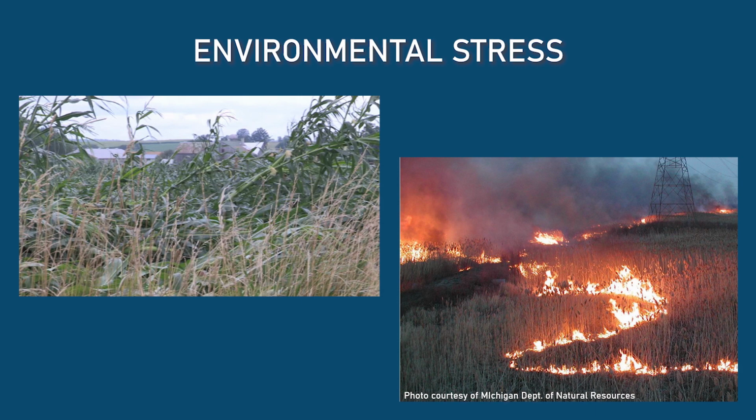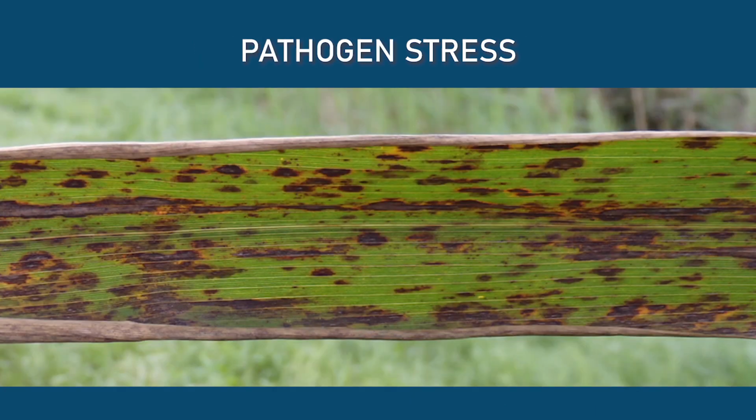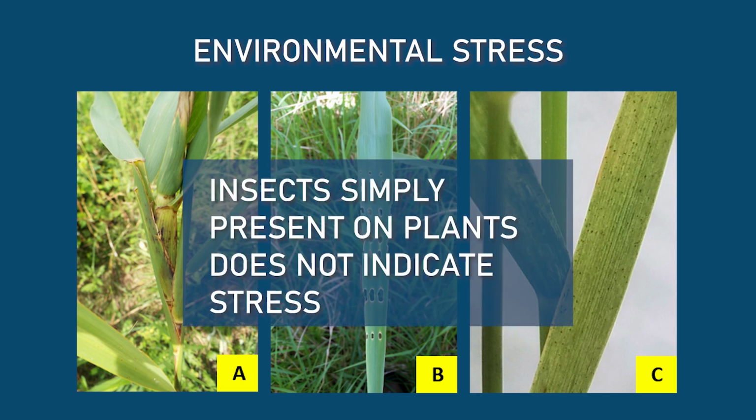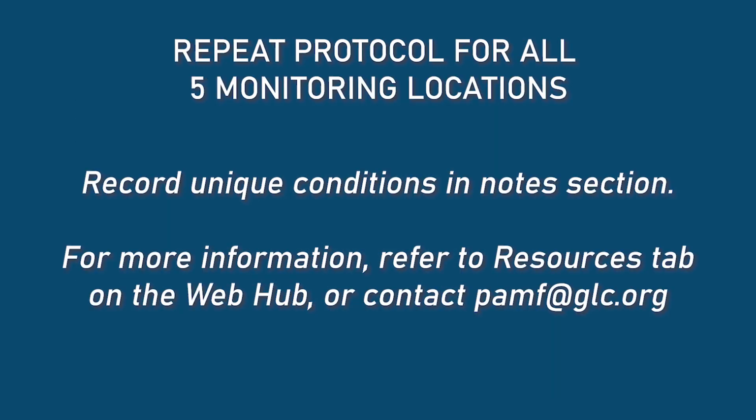Environmental stress may include wind damage, drought, or flood-induced stress. Pathogen or fungal stress can appear as dark spots on leaves. Insect herbivory appears as holes in the plant tissue or insects actively eating the plants. Insects simply present on the plant does not necessarily indicate stress. Repeat this protocol for all 5 monitoring locations.